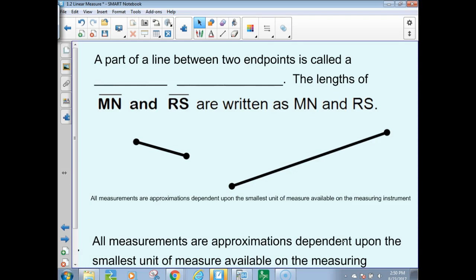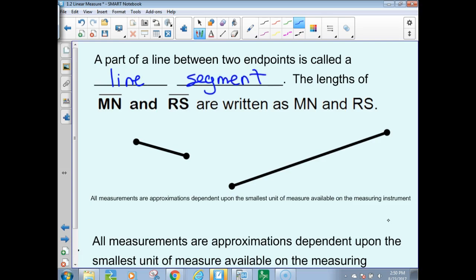So this is today's lesson. You do have this. This is where we're going to start filling things in. A part of a line between two endpoints is called a, what is it? That's it, line segment. You've heard of it before. Good job.